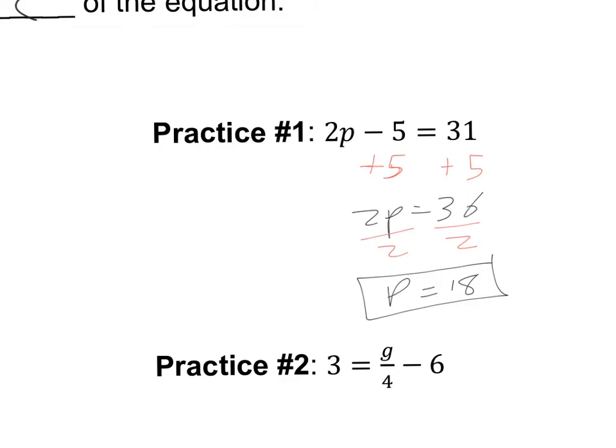All right. So again, we have to work from the outside in. We're going to add 5 to both sides. It gives us 2b equals 36. Then we're going to attack the coefficient 2 by dividing both sides by 2. And you get b equals 36 divided by 2 is 18. There you go.